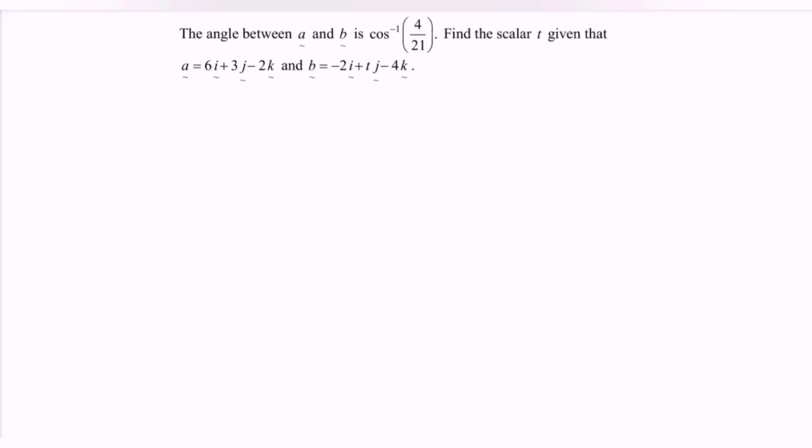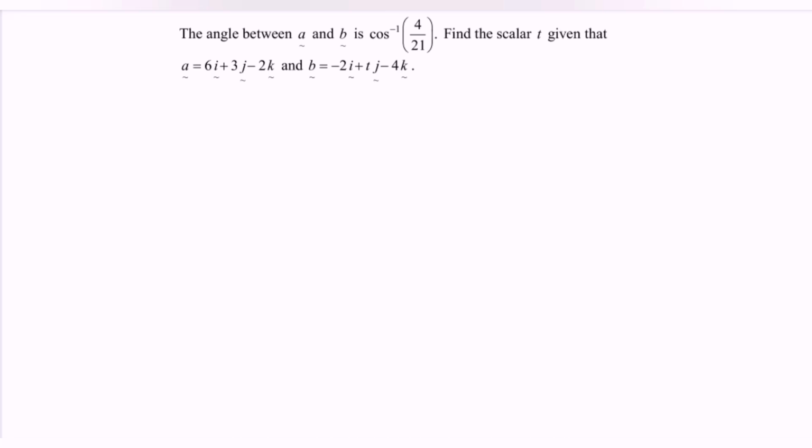Kindly refer to the question. The angle between the vector A and B is arc cos 4 over 21. Find the scalar t given that the vector A is 6i plus 3j minus 2k and the vector B is negative 2i plus tj minus 4k.